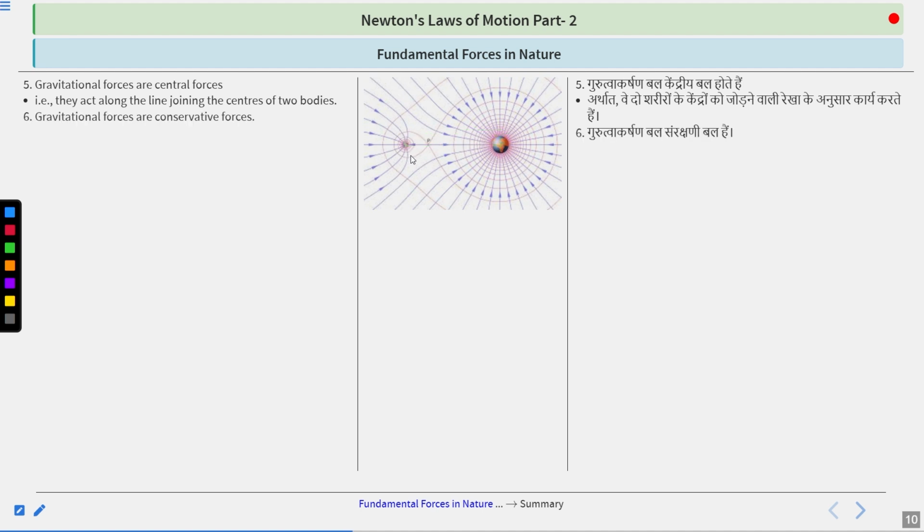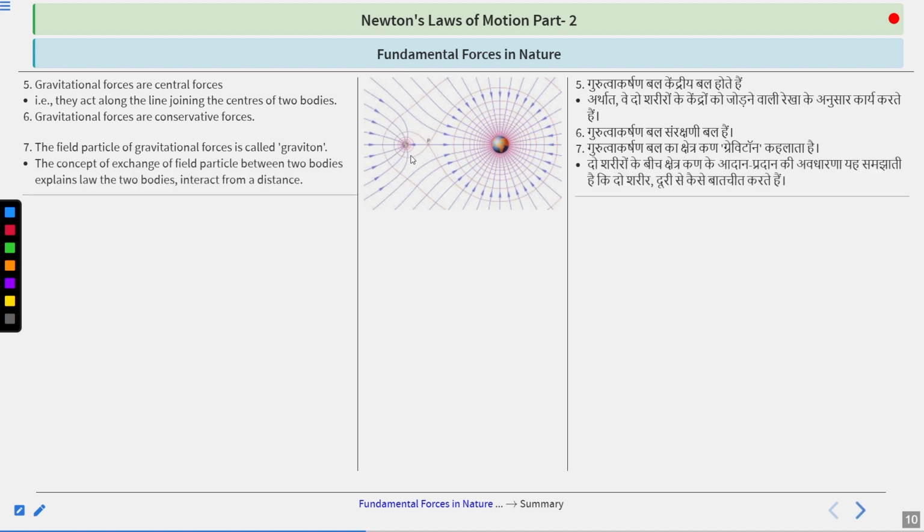Gravitational forces are conservative forces. They are conserved within the body; they are not required to be generated. The field particle of gravitational force is called the graviton. The concept of exchange of field particles between two bodies explains how two bodies interact from a distance. So if you want an explanation of interaction between two bodies from a distance, you need to understand the concept of exchange of field particles between two bodies.